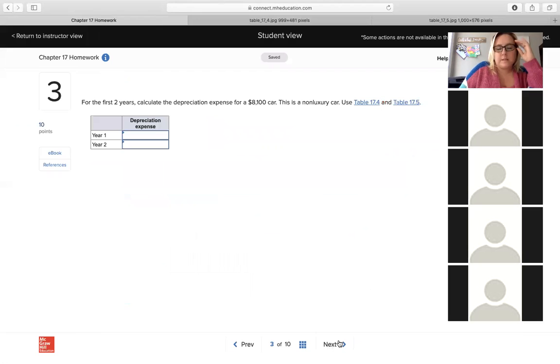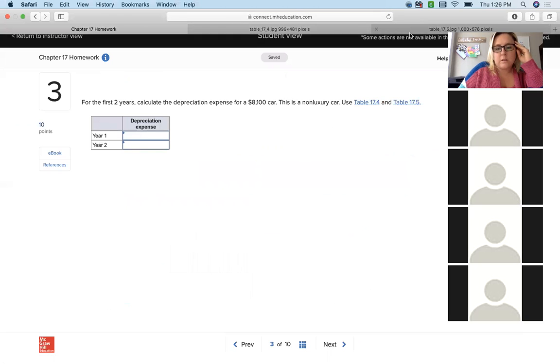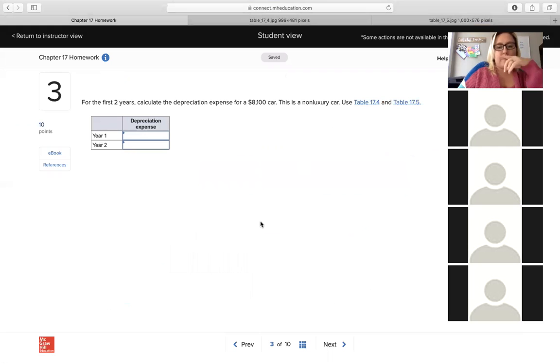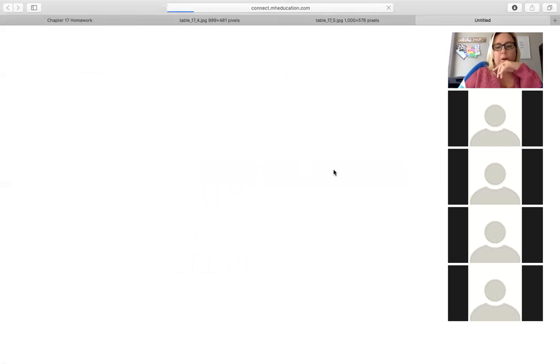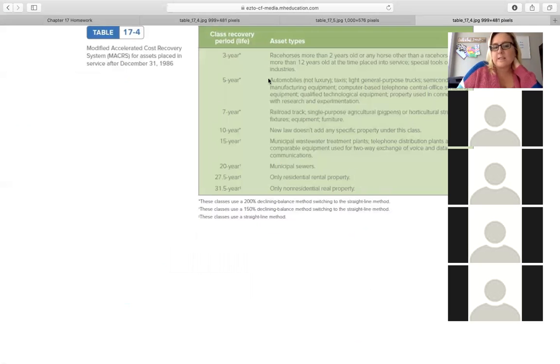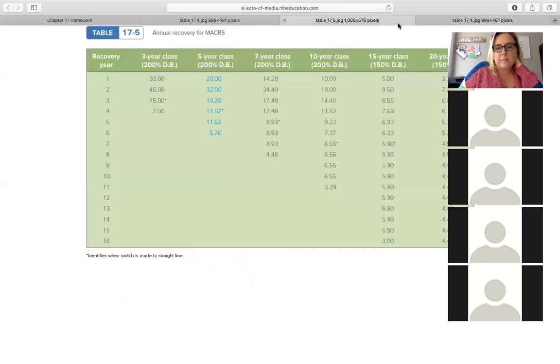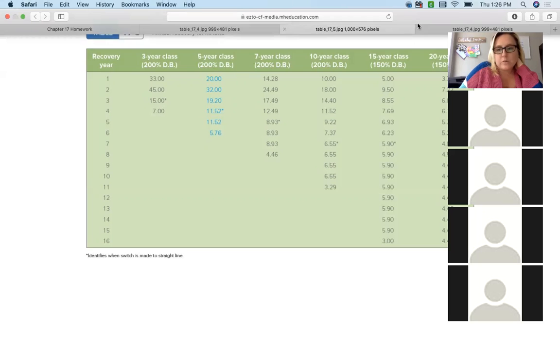Okay, is this the question that you're referring to with a non-luxury car? So this is a non-luxury car. Oh, okay. I'll come back to that then. One second. If you look through here, you see that automobiles that are non-luxury cars are 5-year class lives. So then you'll use this column as your calculation. You want one of the depreciation schedules. Okay.